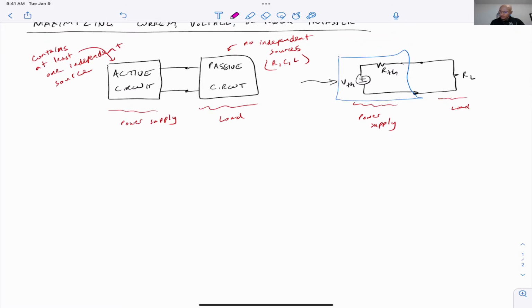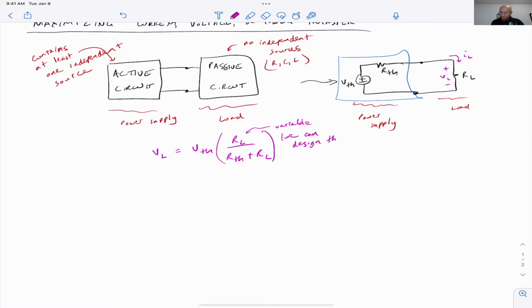So let's think about the voltage that appears across this load and the current that flows through it. Using voltage divider, we can write this. So given the power supply, we often think of the Thevenin equivalent resistance as fixed, but the load is what we could design. Similarly, we can write an equation for the current simply using Ohm's law.